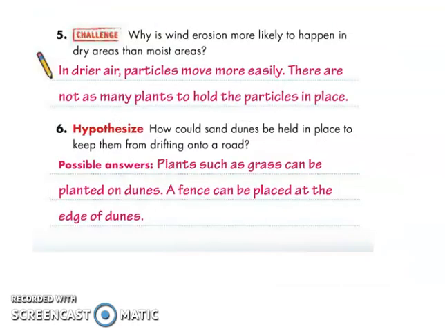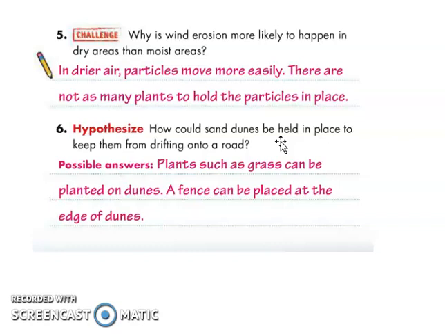There are not as many plants to hold the particles, as I mentioned a while ago. Let's go to the last page. Okay, we're done with that.